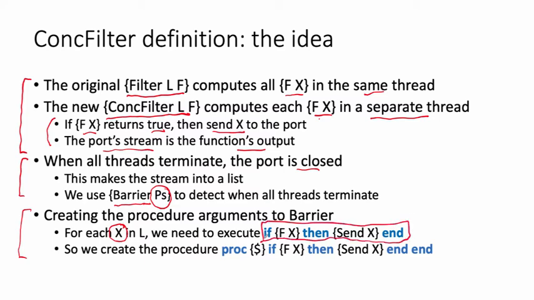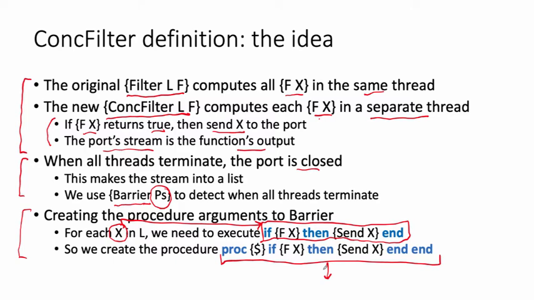Okay, and barrier will create the threads. So for each x in the input list, we have to execute: if f of x, then send x end. So the argument to barrier will be this procedure. It will be proc $ if f of x, then send x end end. So we have a list of those procedures.